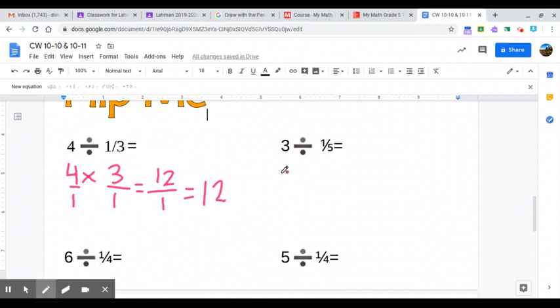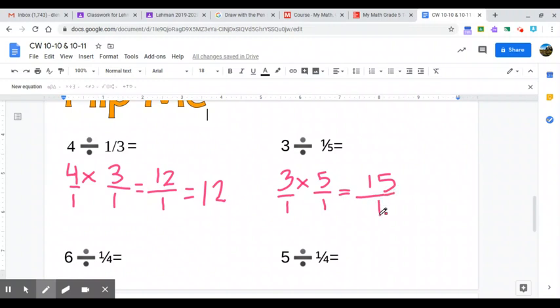So we'll keep the 3, change the division into multiplication, and flip me, we're going to turn 1/5 into 5 over 1. All right, and again, we know that all whole numbers have a 1 under them that we just don't see. So now we have 3 times 5 is 15. And 1 times 1 equals 1.